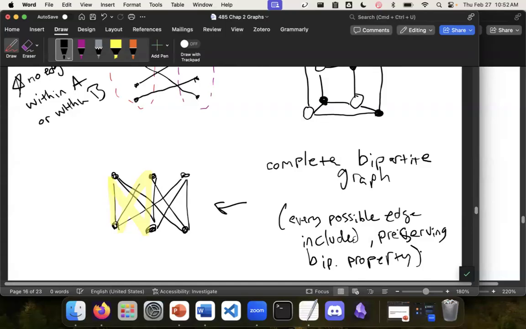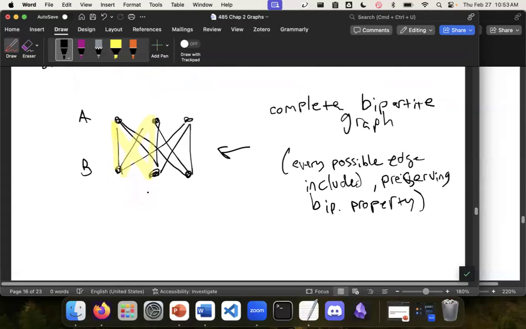So for this one, we've got 3 vertices in one, 3 vertices in the other. So if this is A and this is B, every vertex in A is adjacent to every vertex in B. And vice versa. Every vertex in B is adjacent to every vertex in A. But since the graph still has to be bipartite, we can't draw the edges connecting A to A, B to B.